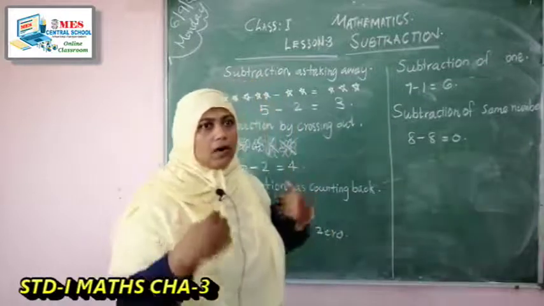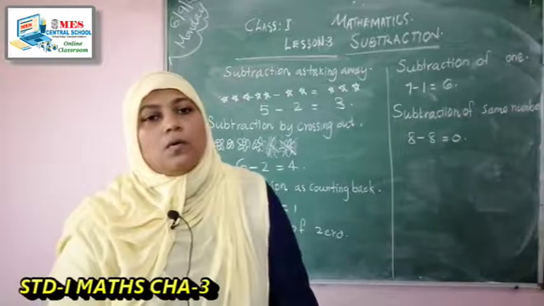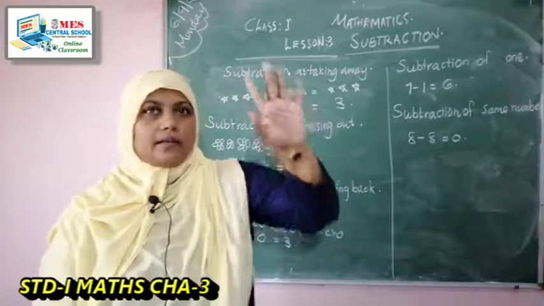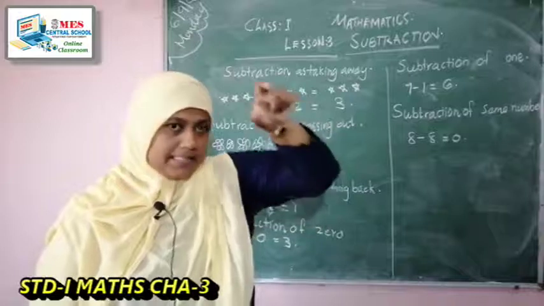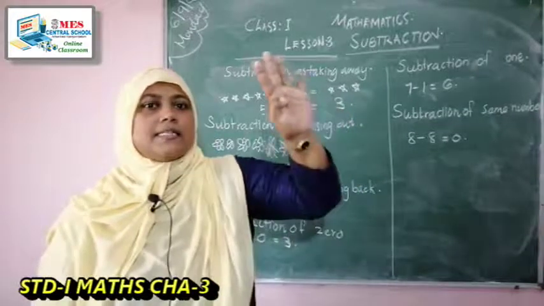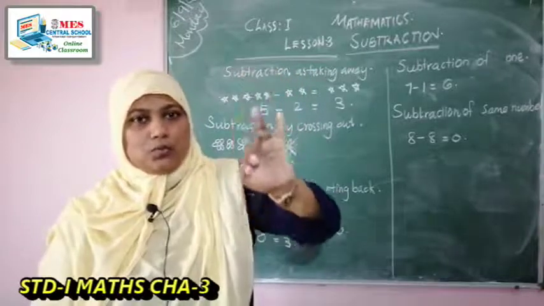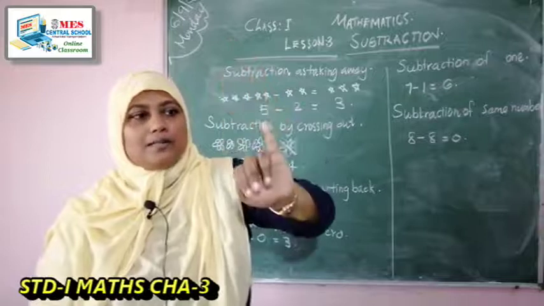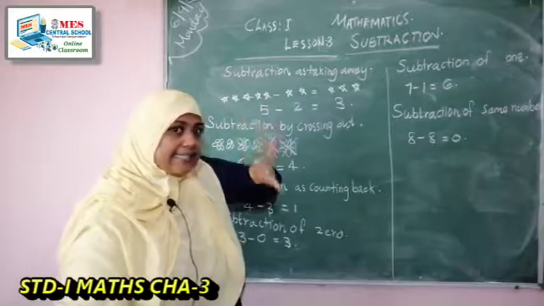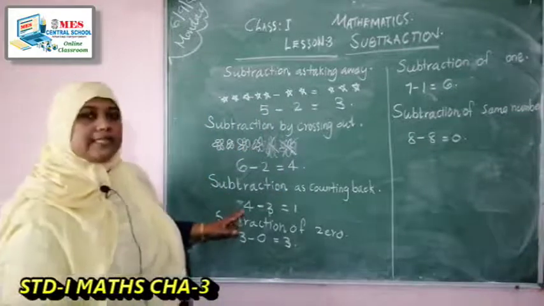Okay, how are we counting back? Can you count back from 5? How? First of all we say 5, then counting back, just the number before: 4, next 3, next 2, next 1, next 0. Okay, so that is counting back. In such a way we want to count back. So for that you want to understand the numbers.